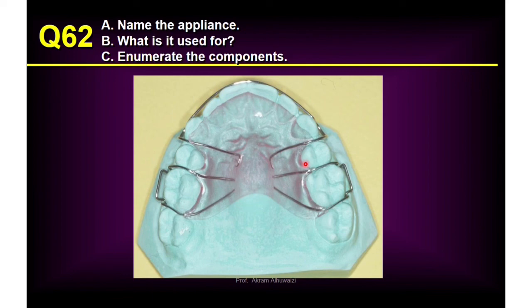Enumerate the components. In this Hawley appliance, we can see they use Adams clamps on both first molars and a labial bow from canine to canine, and both components are attached together by an acrylic base plate. So this is a passive appliance. The labial bow and the Adams clamps are used as retentive components.